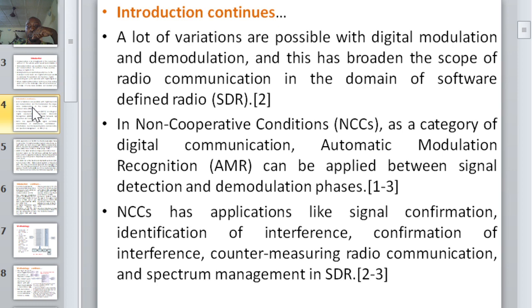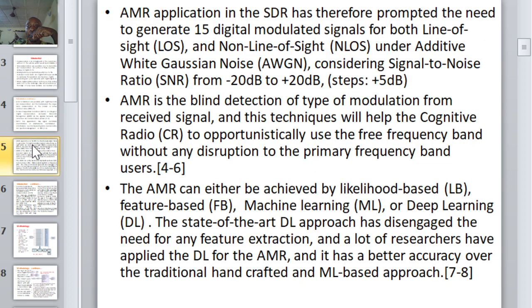In non-cooperative conditions, as a category of data communication, automatic modulation recognition can be applied between the signal detection and demodulation phases. As such, NCC has applications like signal confirmation, identification of interference, confirmation of interference, countermeasuring radio signals, and spectral management. As one of the applications of software-defined radio, automatic modulation recognition has prompted the need to generate 15 different digital modulations for both line of sight and non-line of sight under additive white Gaussian noise. We also consider signal-to-noise ratio values ranging from -20 decibel to +20 decibel with steps of 5 decibel.